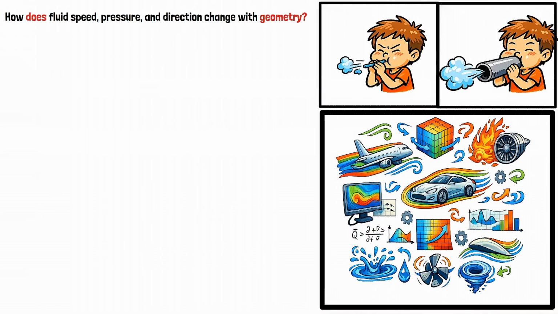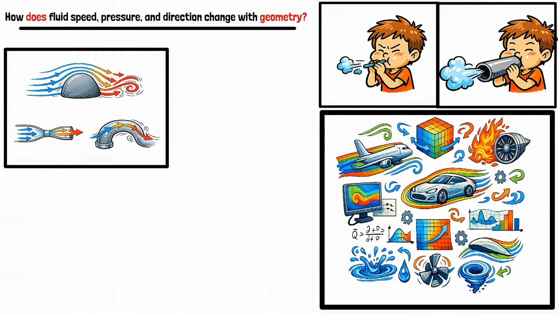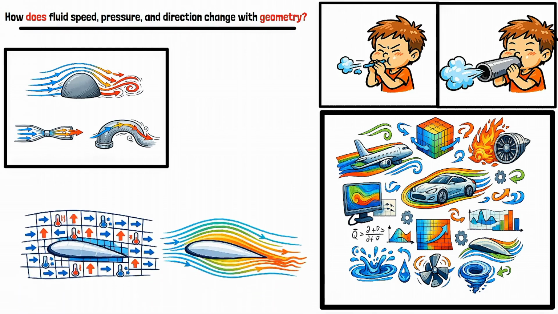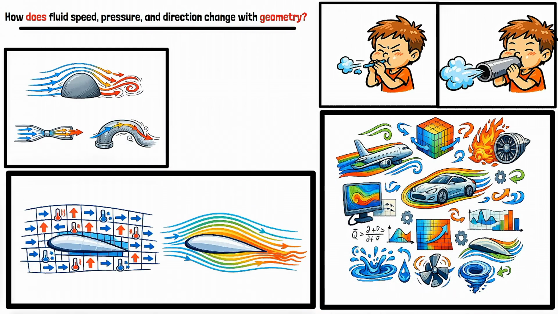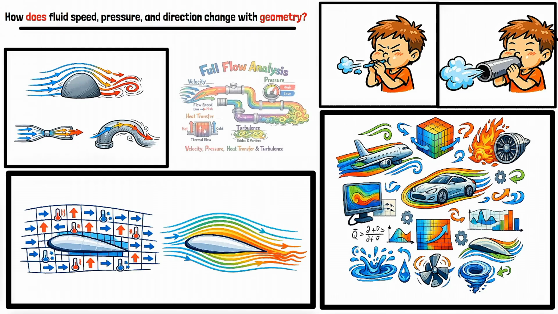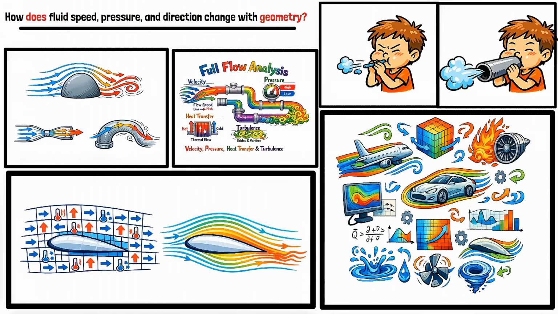What's actually happening here is simple. Fluids change speed, pressure, and direction when they move around objects or through spaces. And CFD predicts this behavior by dividing the fluid region into many small cells and solving flow equations inside each one. When all cells are combined, engineers can visualize velocity, pressure, turbulence, and heat transfer across the entire system.